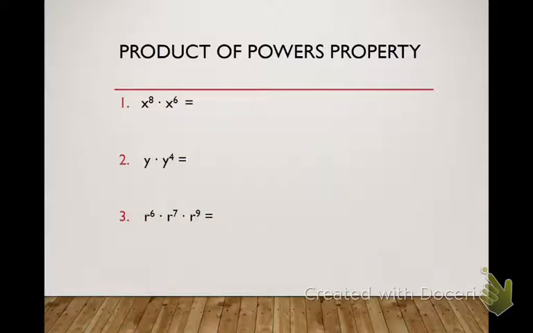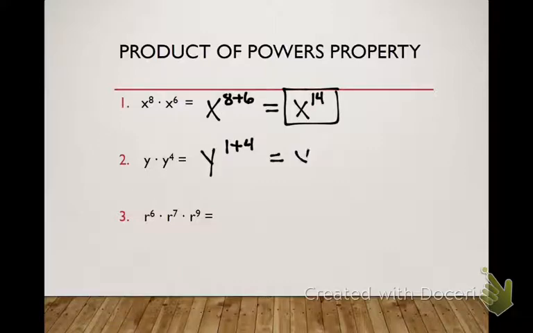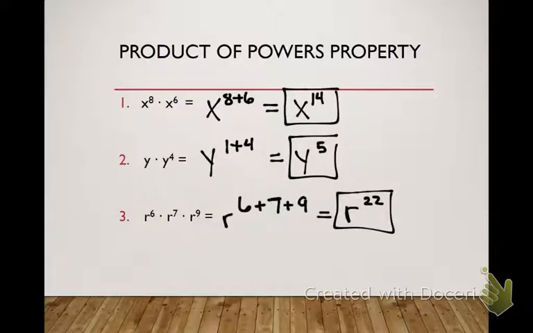Now the same thing applies with variables, okay? So if I have x to the 8th power times x to the 6th power, it's still the same base, it's the same variable. It's not x and y, they're both x, so I can write my common base and add my exponents, x to the 14th power. All right, go ahead and do numbers 2 and 3. Yeah, it's going to be y to the 5th power, and the third one? R to the 22nd power. Who got both? Who got both?